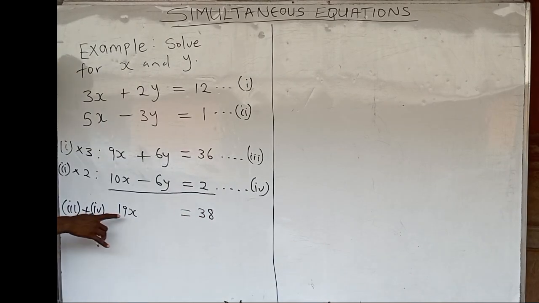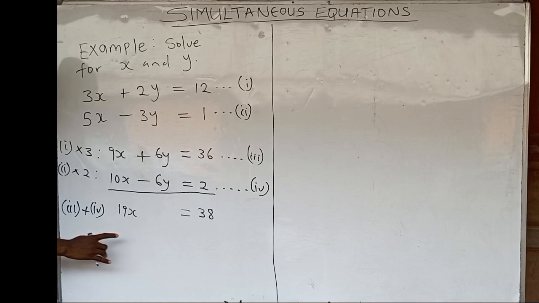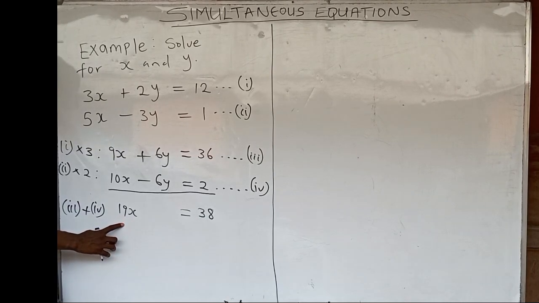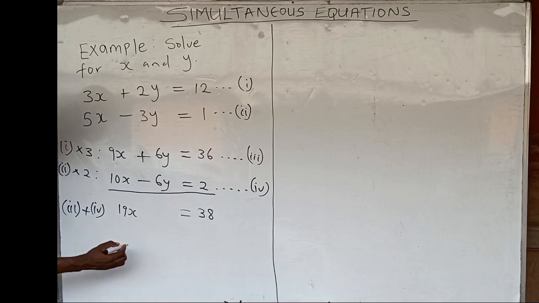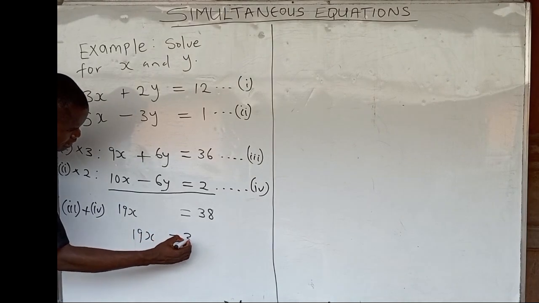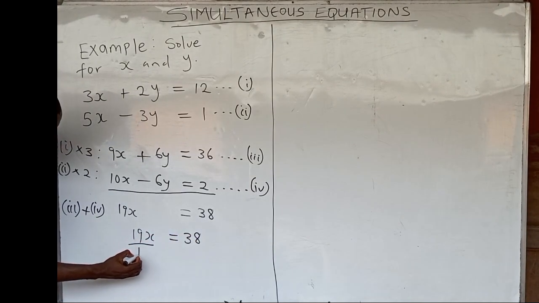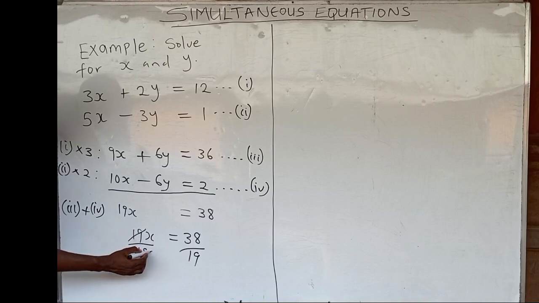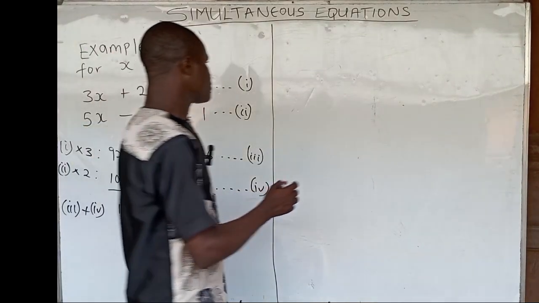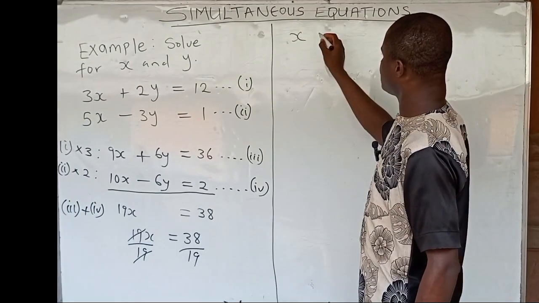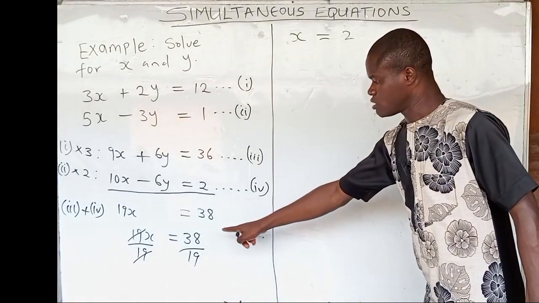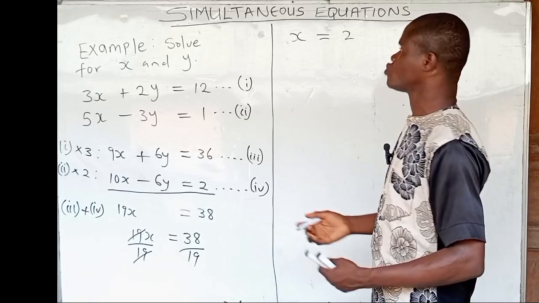So the next thing to do is to make x stand alone. For x to stand alone, we divide both sides of the equation by the coefficient of x here, which is 19. So 19x is equal to 38, divided by 19, divided by 19. So that 19 can cancel out 19. x is now equal to 2, because 38 divided by 19 is 2.